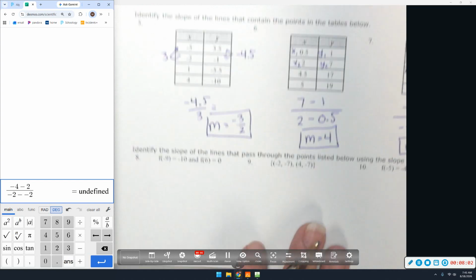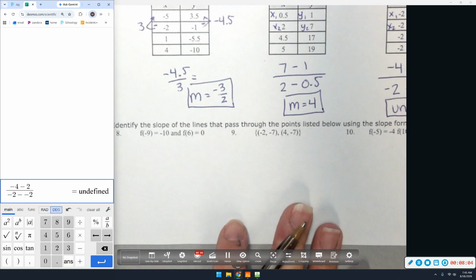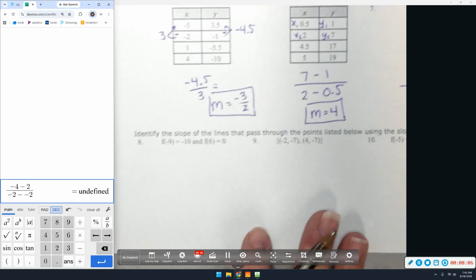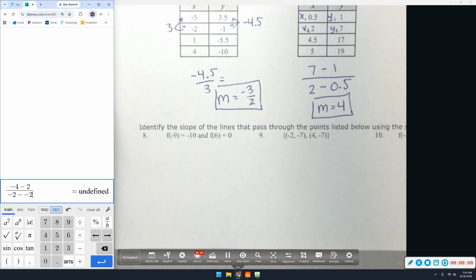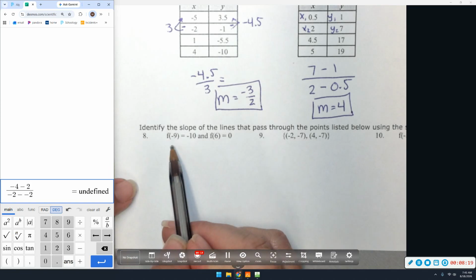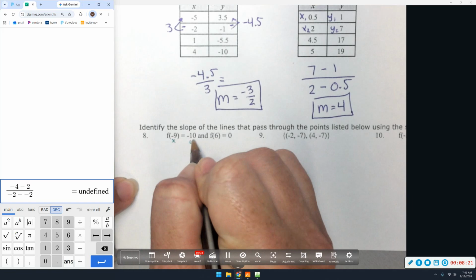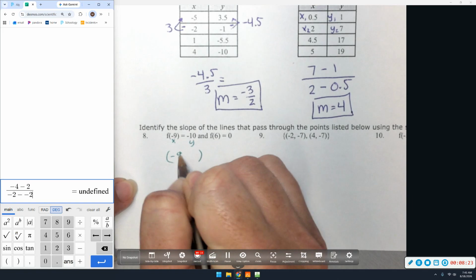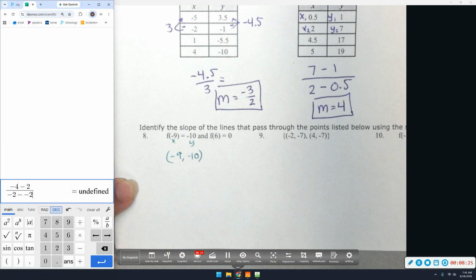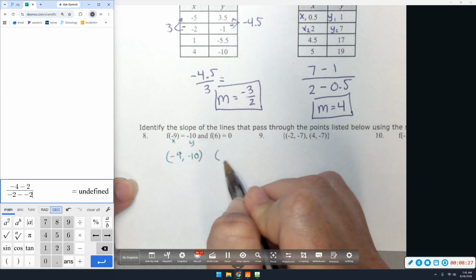Okay, and then the last two, or 3. I'm going to just do these 2, just because it's the same thing over and over again, right? Okay, this is just a fancy way of writing an ordered pair. This is function notation. We talked about that last week, right? Okay, what's inside the parentheses, x or y? Yeah, this is your x, this is your y, so it's just an ordered pair, -9, -10. So what's this point?